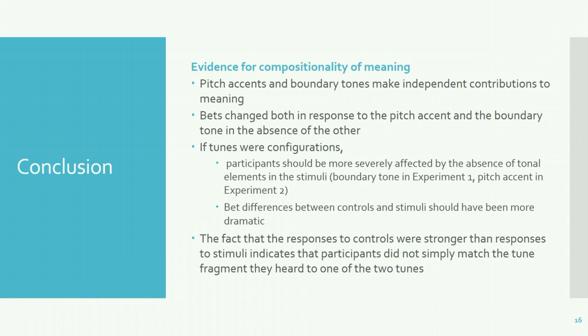You remember that in experiment 1, we masked the boundary tone, and in experiment 2 we masked the pitch accent. So that's one. The second one is that differences between controls and stimuli should have also been more dramatic, and this is not the case. The fact that the responses to controls were stronger than responses to stimuli indicates that participants did not simply match the tune fragment they heard to one of the two tunes.